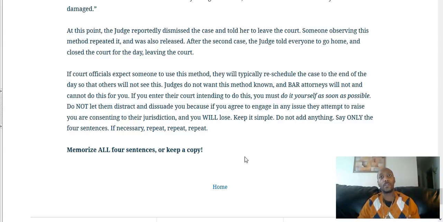Do the paperwork. Send in your affidavits of truth. Send in your reservations of rights. Put those things on the record. Address these things to the courts, the clerk, and the judge. Do not add anything. Say only the four sentences. If necessary, repeat. Memorize all four sentences or keep a copy.